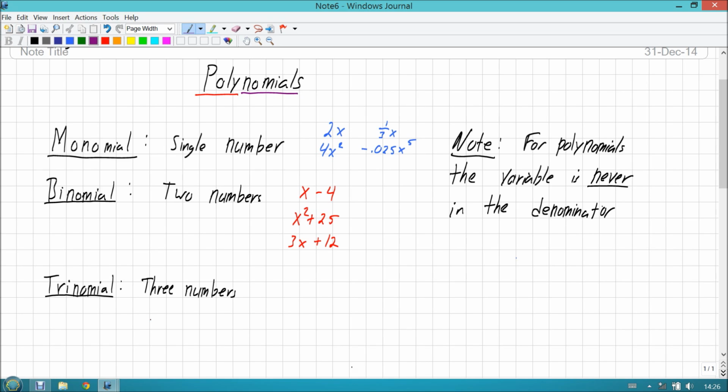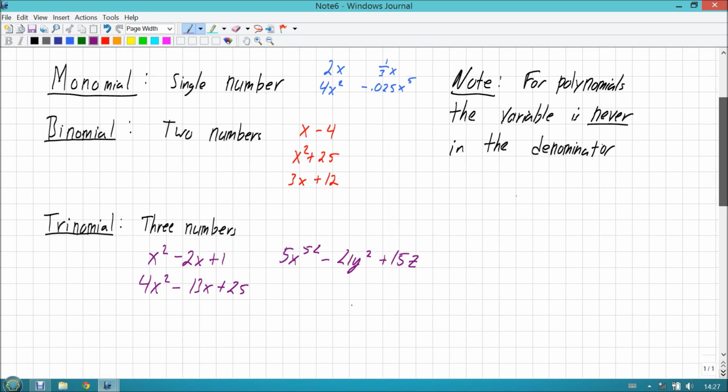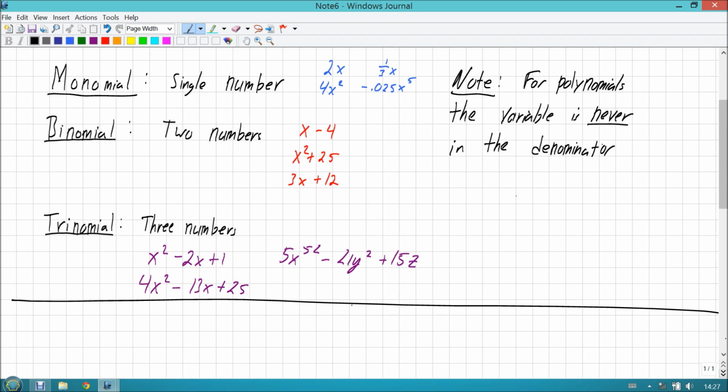And some examples of this would be x squared minus 2x plus 1, or 4x squared minus 13x plus 25, or 5x to the 52nd minus 21y squared plus 15z. These are all examples of trinomials, a number in 3 parts, separated by addition. Okay, and then of course after that would be poly, which is many numbers. I'm not going to go into anything greater than trinomials. Not for this course anyway.